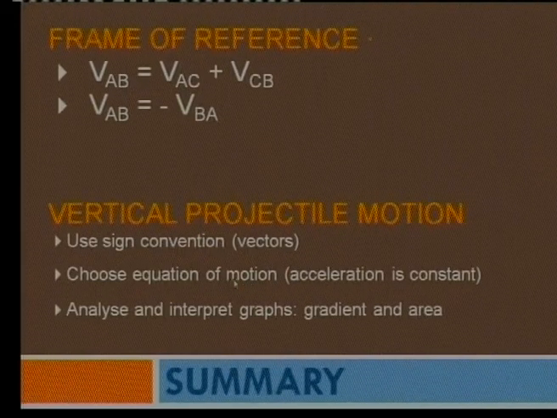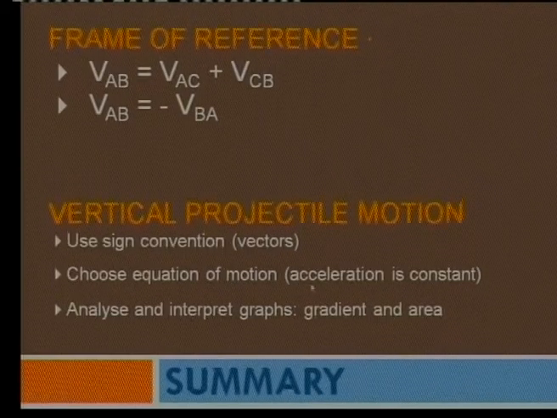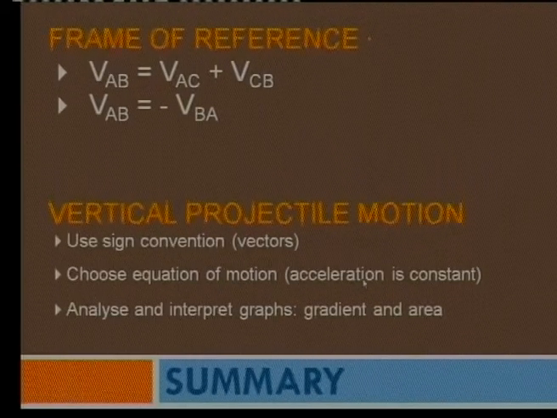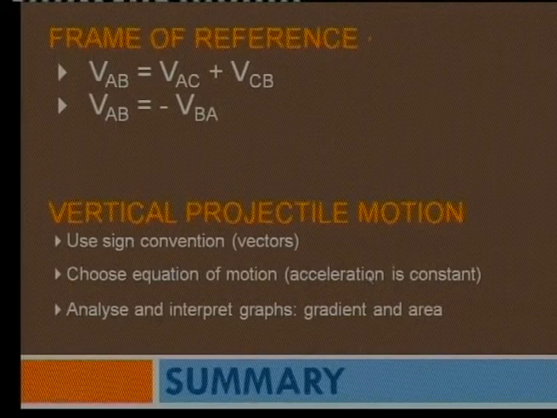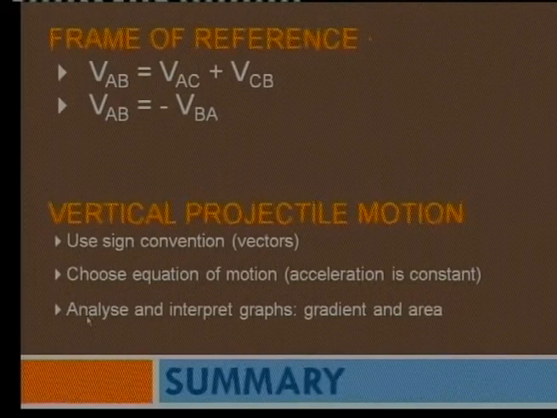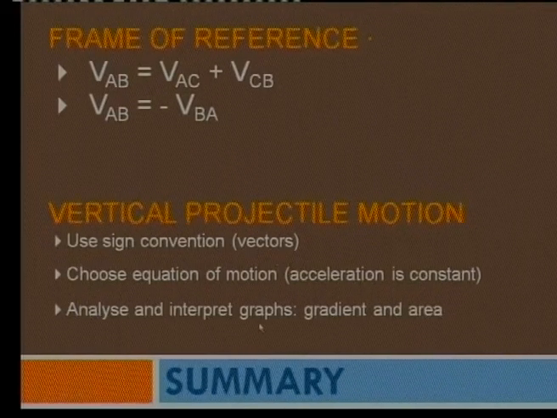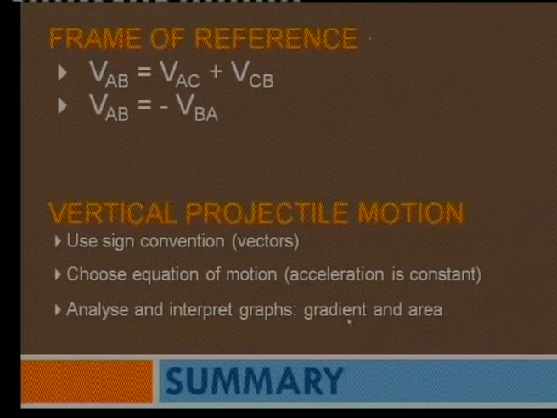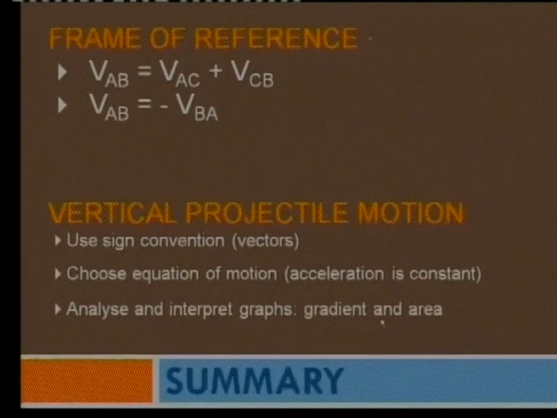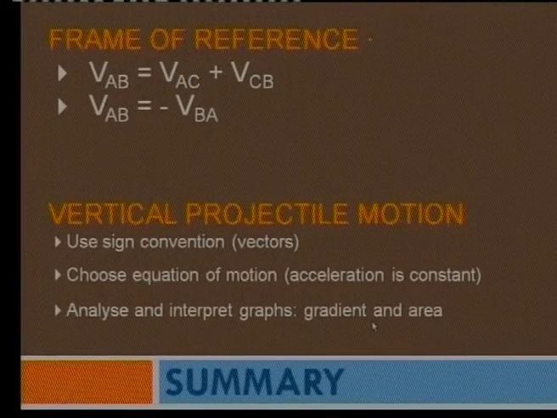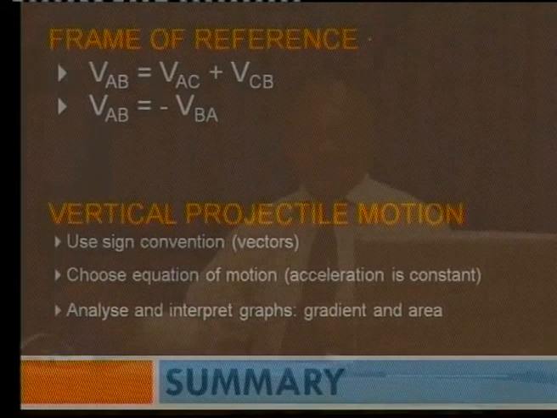You will always have 4 unknowns. You need to know 3. Don't forget about g, the gravitational acceleration, which is constant at 9.8. Be careful with the sign of g always. And then lastly, I would like you to analyze and interpret graphs, and read on page 26 in your Telematic book about what the gradient means and what the area under a graph means. And that, as far as I'm concerned for today, is where we're ending.